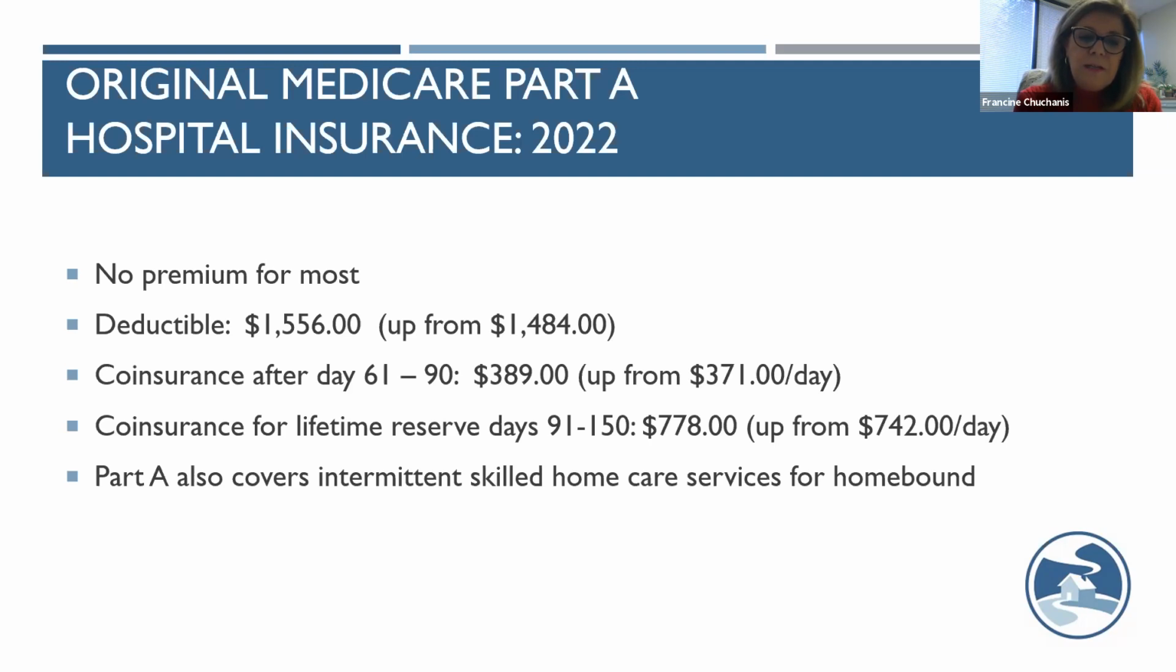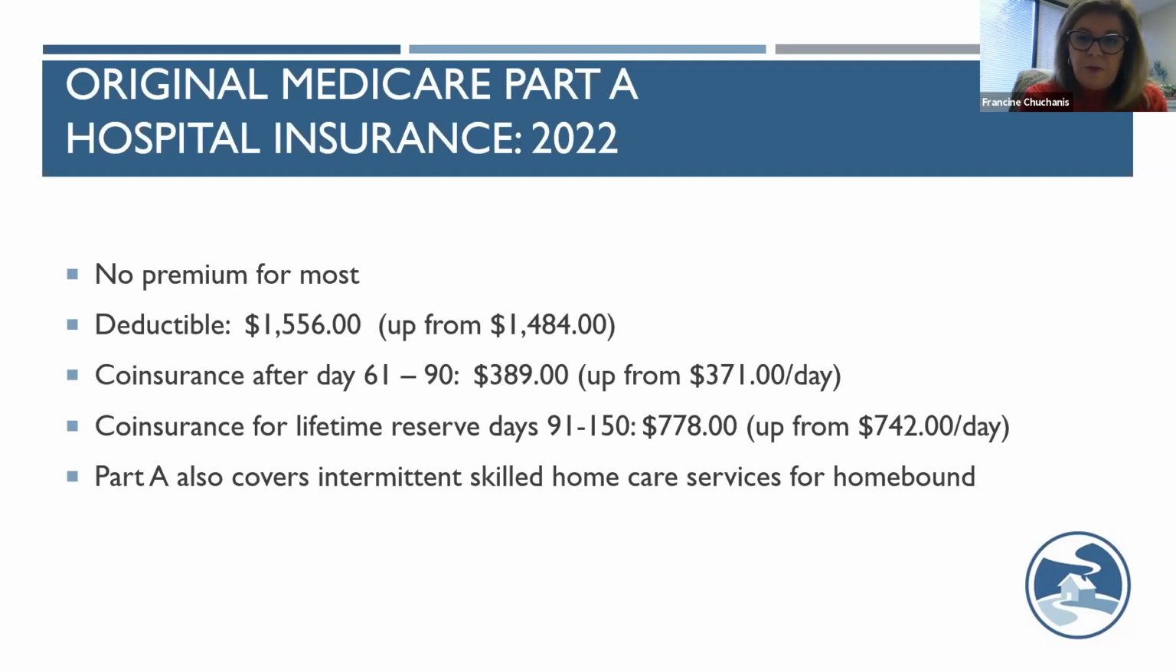So next year, when someone has traditional Medicare and they go into the hospital, they will have a deductible of $1,556. And you can see that this is up from what it was this year, which was $1,484. If you're in the hospital, and so once you meet that deductible, you're covered for 60 days. If for some reason you are in the hospital for a period greater than 60 days, you will pay $389 per day up to day 90.